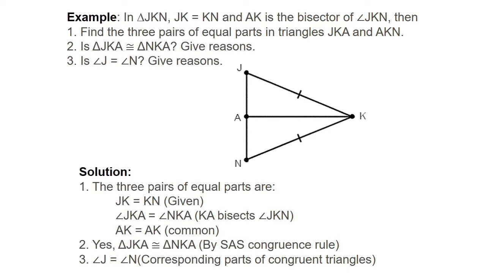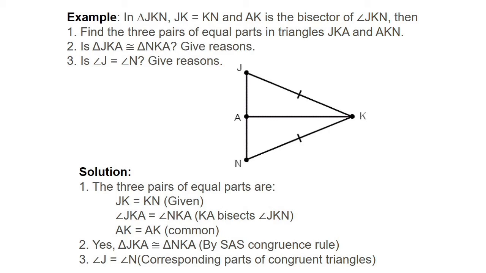So we have already been given a triangle JKN. In the first question, the three pairs of equal parts are JK is equal to KN, which is already given in the question. Angle JKA is equal to angle NKA since KA bisects angle JKN. AK is equal to AK because it is a common side for both the triangles.